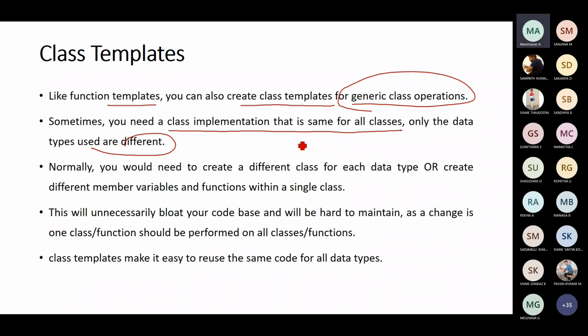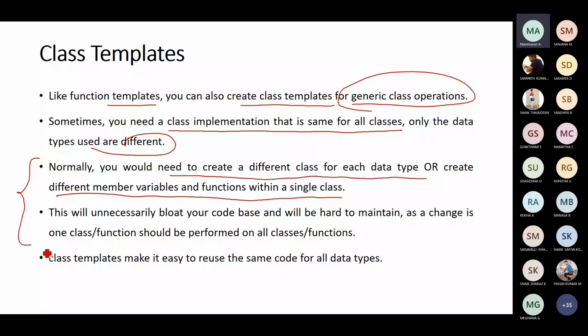If you want to go for more than one class in order to process a different data type, now it is not required. Very simple. In a single class implementation itself, we can process different kinds of data types. Otherwise, we need to create a different class for each data type, or create different member variables and functions within a single class. This will unnecessarily bloat your code and will be hard to maintain. These are all disadvantages.